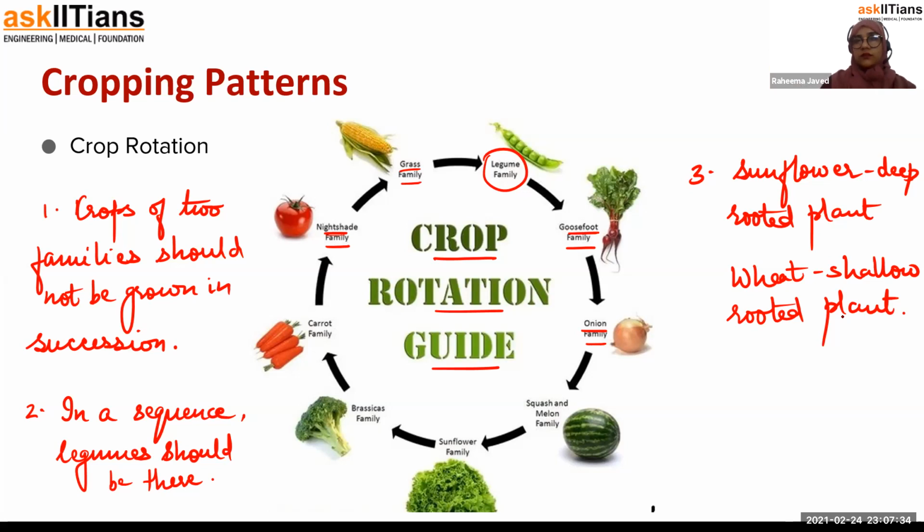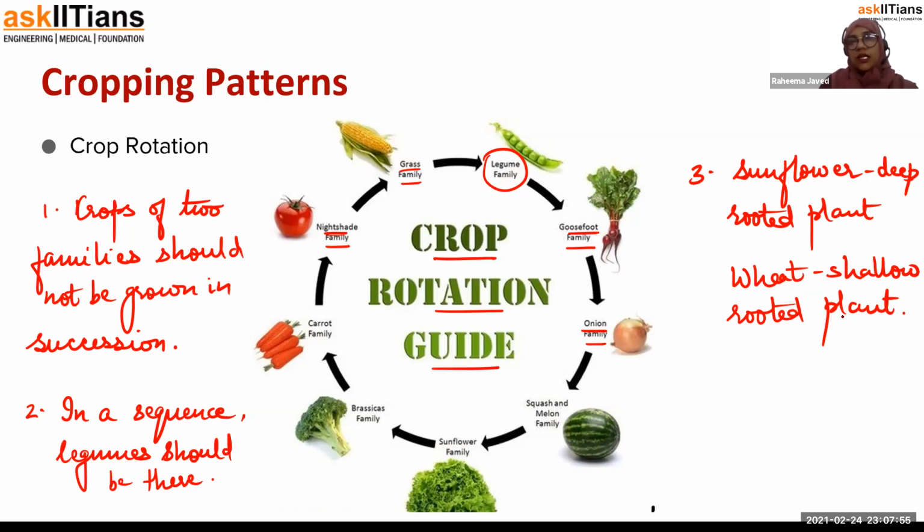So, like I said, deep rooted plants are followed by the shallow rooted plants. So first sunflower is grown and then it is rotated with wheat. If these 3 points are kept in mind, then crop rotation can be very helpful in increasing the crop yield.